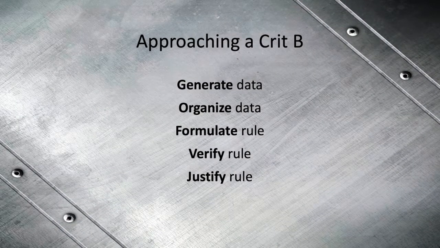Here's some review on what a Crit B is about. So these are the general steps that you will have to follow in any pattern investigation. First, they gave you a set of data, so you want to generate more data. And you generate more data by using what they give you. After that, you organize your data into a table. You use that organized data to formulate a rule. You verify that rule to make sure it's correct, and then you justify it and say the mathematical side of why it works. So let's start.